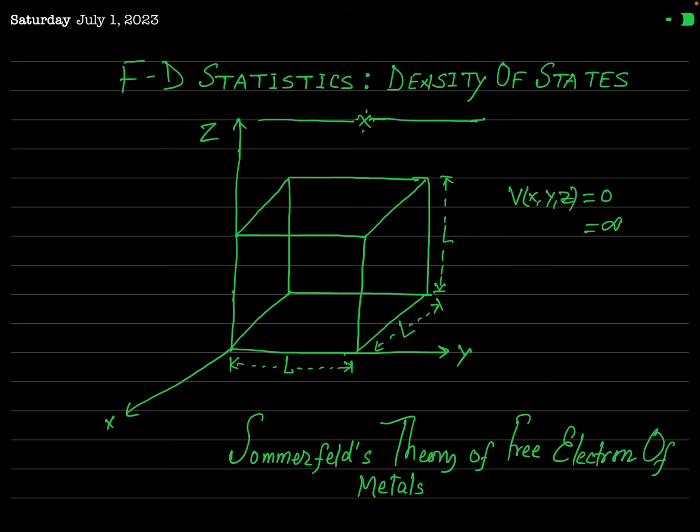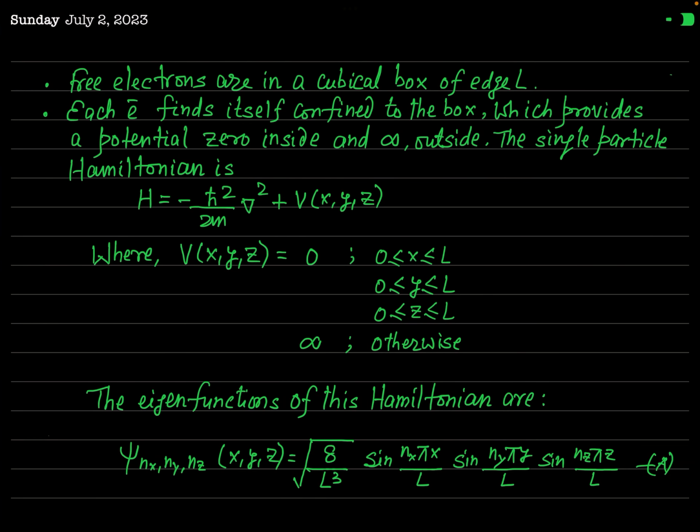Then Sommerfeld applied the time-independent Schrodinger equation, solved it, and for a single electron, he calculated the energy eigenvalue and the eigenfunction for the electron. Actually, this subject has been completely dealt with in detail in my lecture on quantum mechanics, so you can see the problem of the three-dimensional potential box in my playlist of quantum mechanics. Here I have mentioned the important results for this.